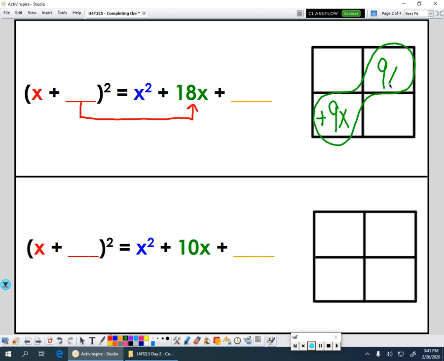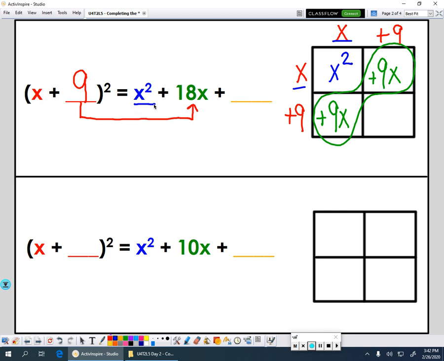So both of these need to be 9X and 9X. That would give me my 18. So if you know that, then we know that this number here has to be a 9. So we've got X plus 9 and X plus 9. And now we can fill in the rest of this box. So X times X gives me my X squared, which we have right here.